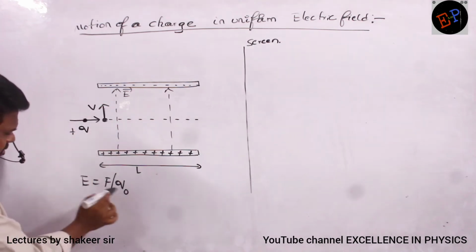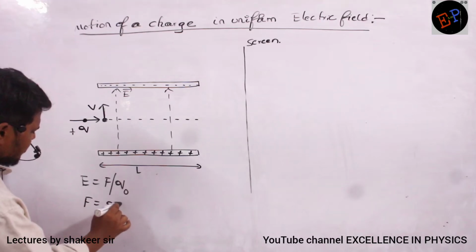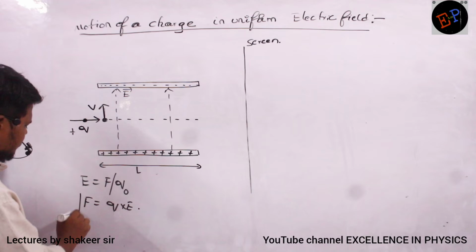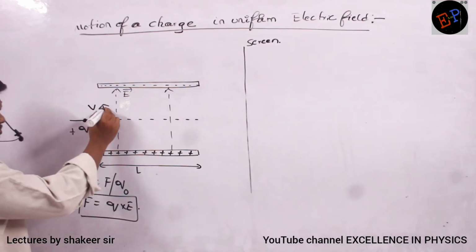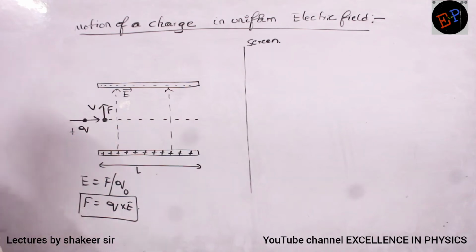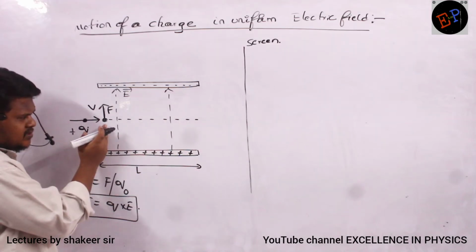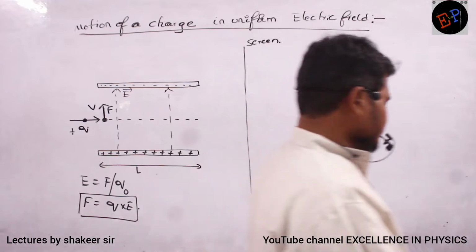From this I can calculate the force experienced, no? F is equal to q naught into E. The charge which I am taking is Q, so F is equal to Q into E. This is the force experienced, and that force will be in this direction. Are you able to understand? The charge is entering in this direction, and force is experienced in this direction. So can you say what happens?